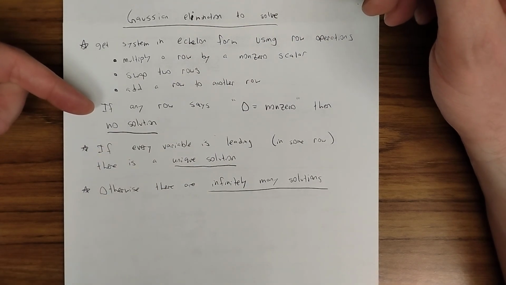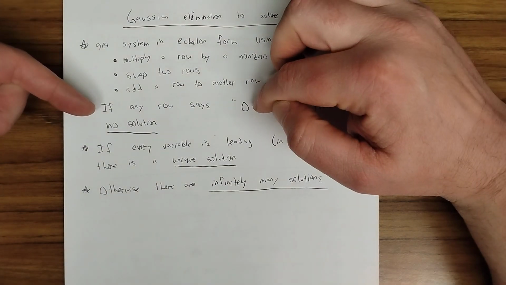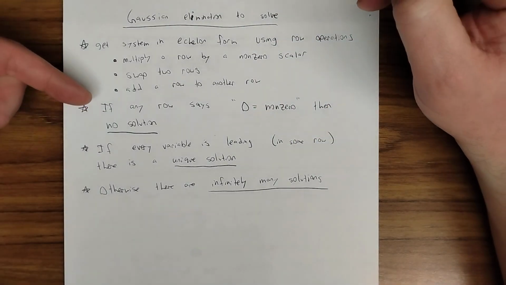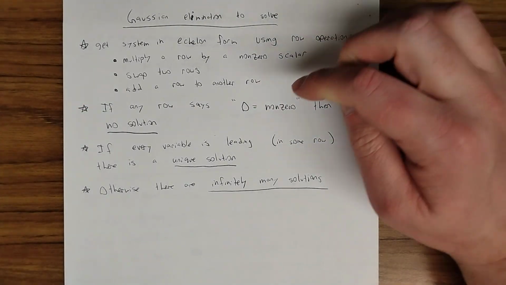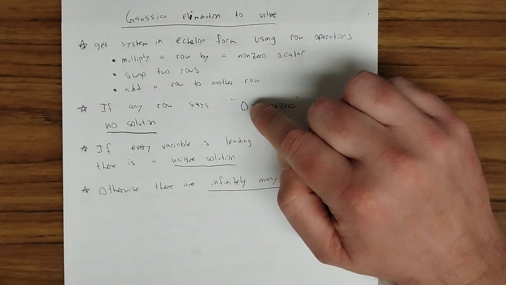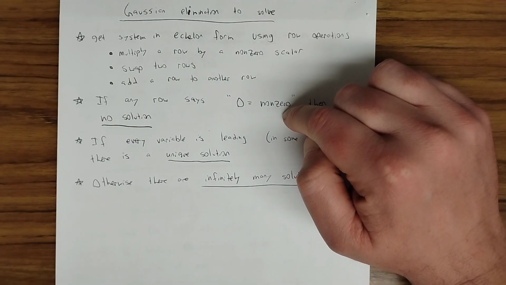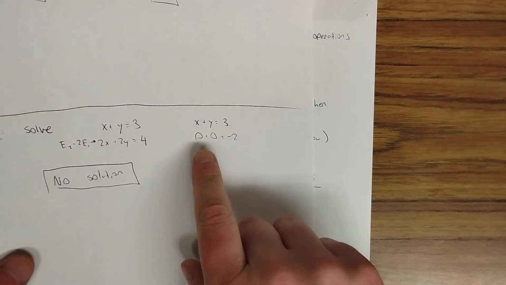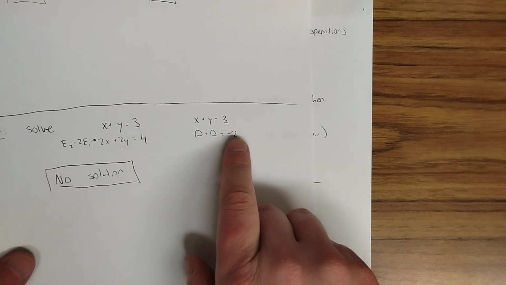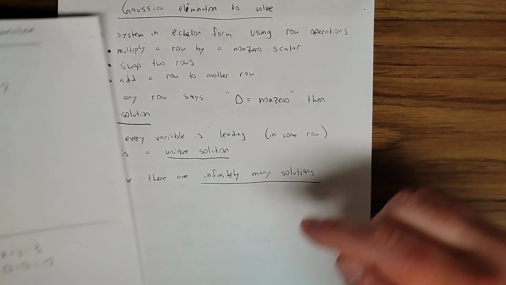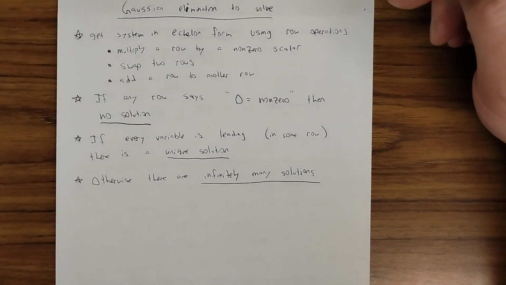Then the first thing I would do is look at the very bottom, because any equations that have all 0 coefficients should be at the very bottom. If you see anything that says 0 equals non-zero, like this example where we had 0 equals -2, then we say no solution.